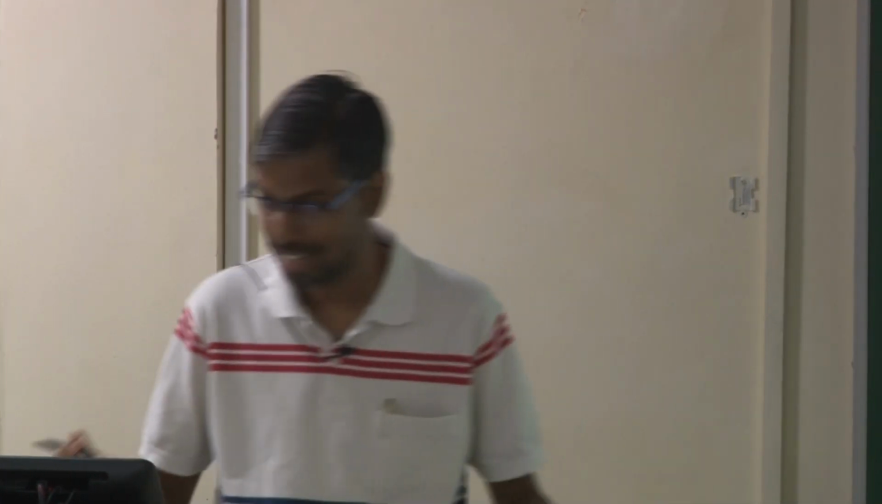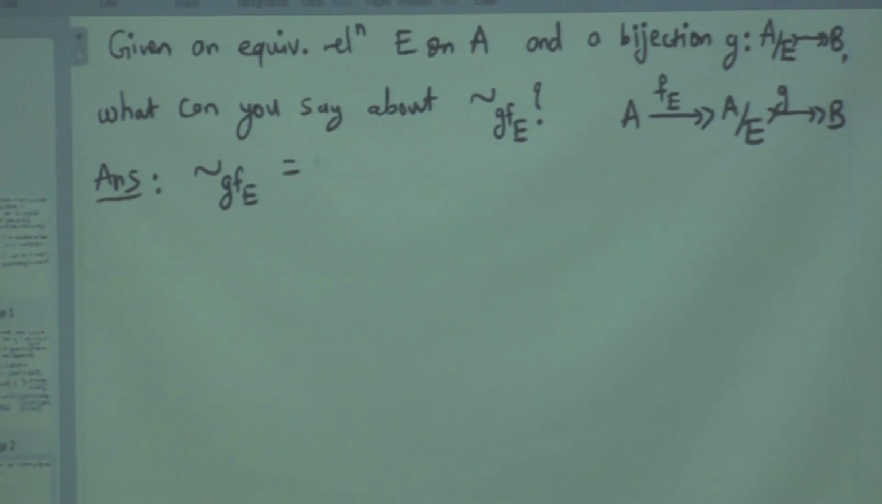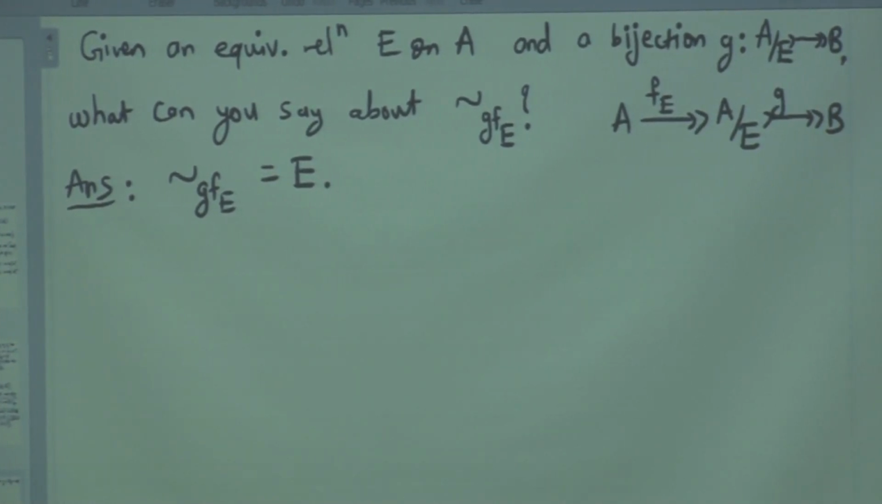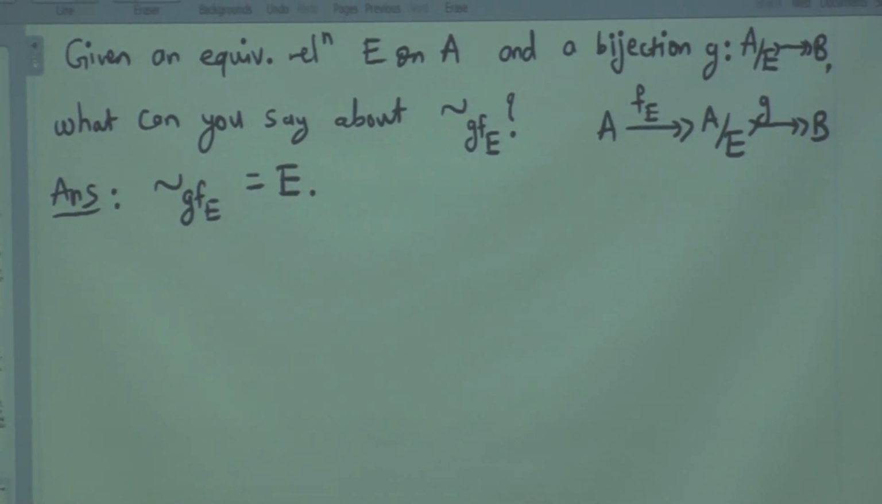Well, you only know one equivalence relation to begin with, capital E. So what is the answer? Tilde GFE is equal to E. Okay, so let me try to show you why.